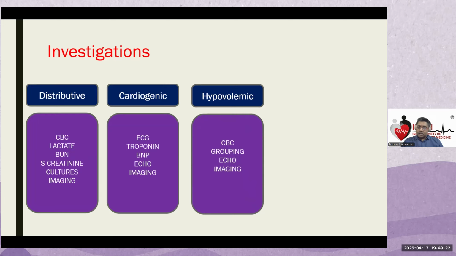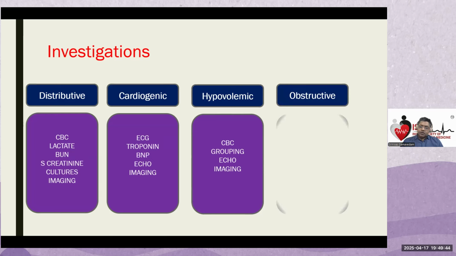There's not much testing you do for hypovolemic shock, but definitely you need to look at the CBC to see whether you are dealing with a dengue with a thrombocytopenia induced capillary leak. You need to do grouping because if you have to replace blood and blood products, you need the group in hand, and you will also want to look at where the blood is going, a ruptured ectopic, for example, which will help treat the patient faster.